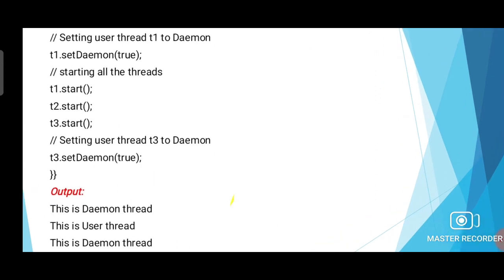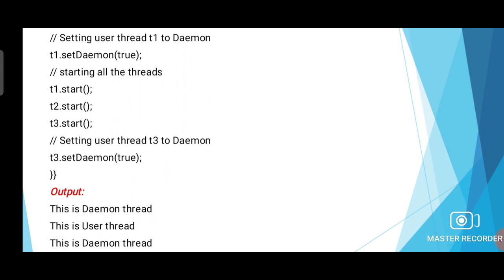So we are starting the threads t1, t2, t3, and after starting them, we change the thread t3 into a Daemon thread. We have created three threads t1, t2, t3, and we have changed t1 into a Daemon thread, t3 into a Daemon thread, but our t2 was a user thread.